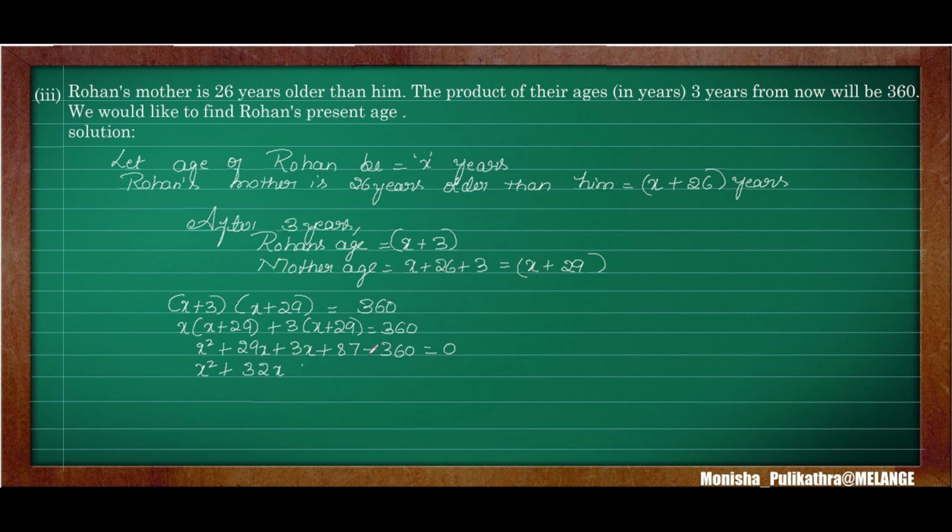Here we need to subtract: 360 minus 87 will become 273. So it is minus 273 is equal to 0. So it is in the form of ax square plus bx plus c is equal to 0. Therefore, it is a quadratic equation. I hope you understood this.